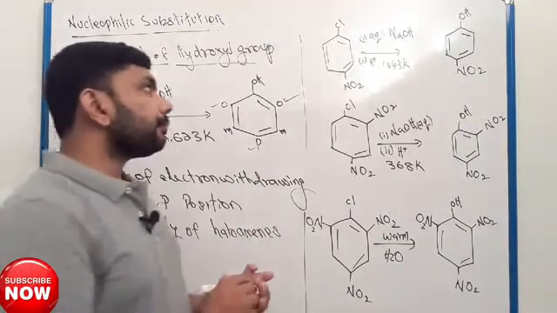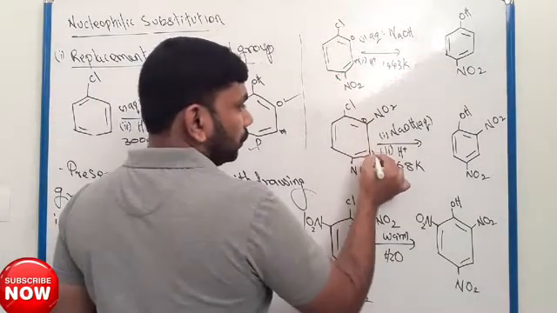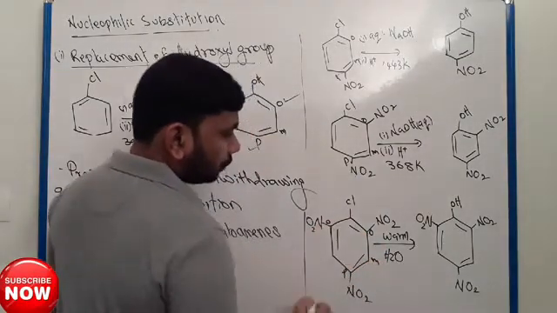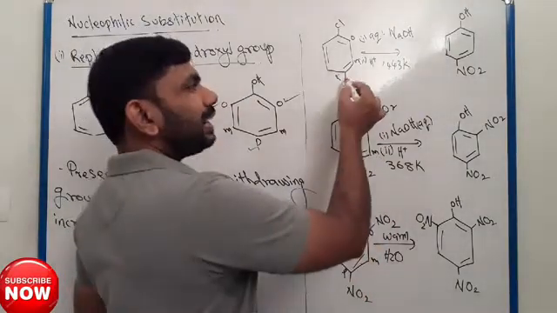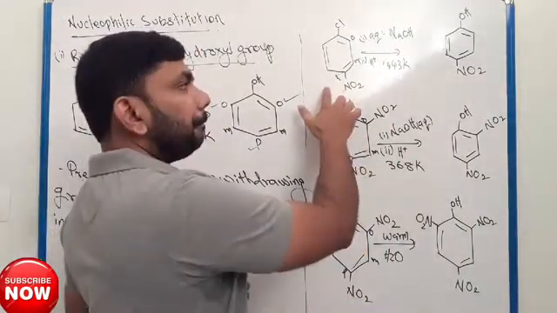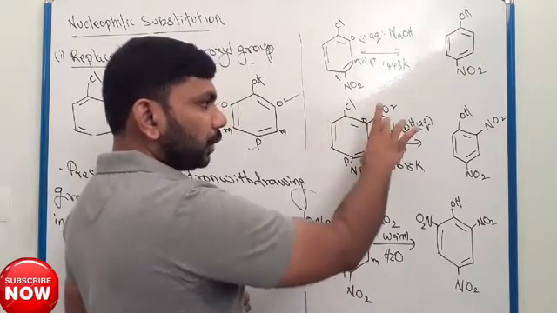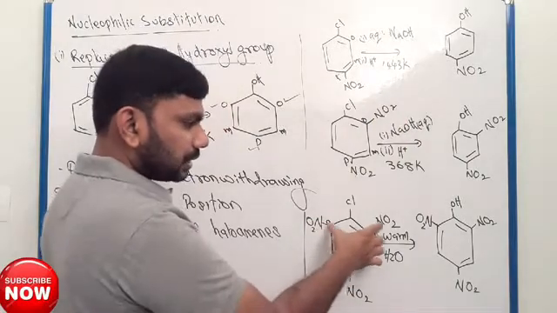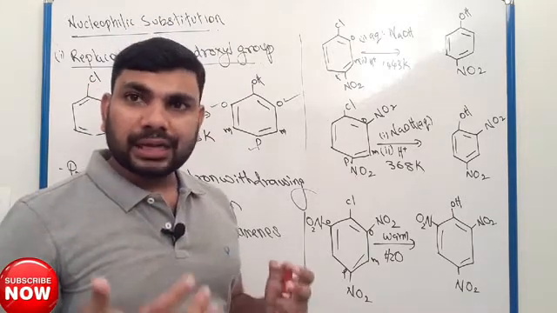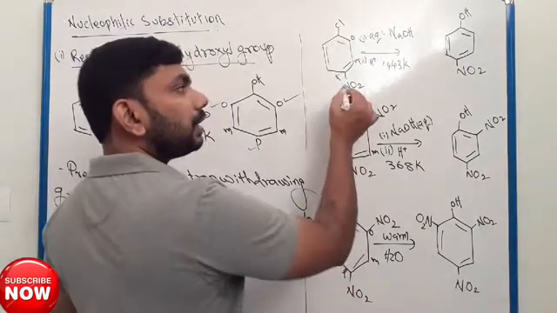Look here. This is ortho, meta, para. This is the ortho position. In the para position there is an electron withdrawing group, NO2. Here in the ortho and para positions there are 2 NO2 groups. Here in the 2 ortho positions there is NO2 and in 1 para position there is NO2. If the number of electron withdrawing groups increases, reactivity also increases.